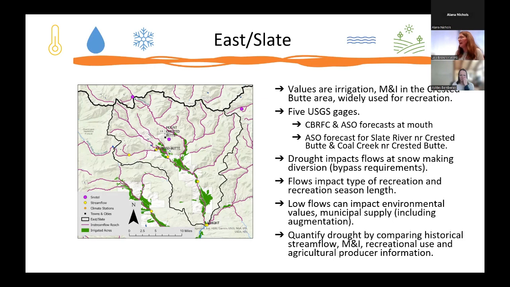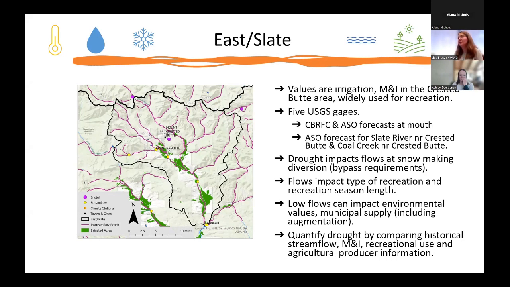So for the drought impacts, we can see the snowmaking diversions, because they've got their bypass requirements. That's going to start pinching on that. Flow impacts both the type of recreation and the recreational season length. Lower flows are better for your stand-up paddle boarders, higher flows are better for your whitewater kayakers. So you can shift which type of recreation is able to occur in an area based on the flows. And then, of course, the length of the season. And then low flows definitely can impact those environmental values, and then the municipal supplies.